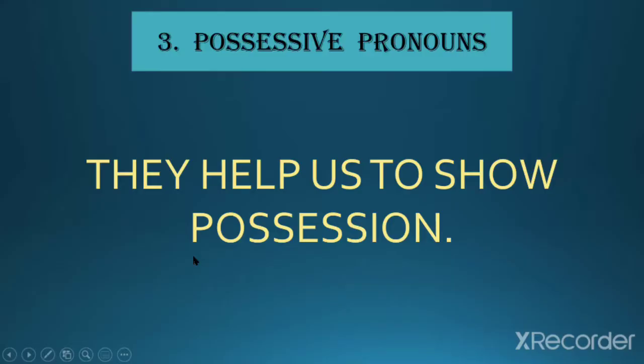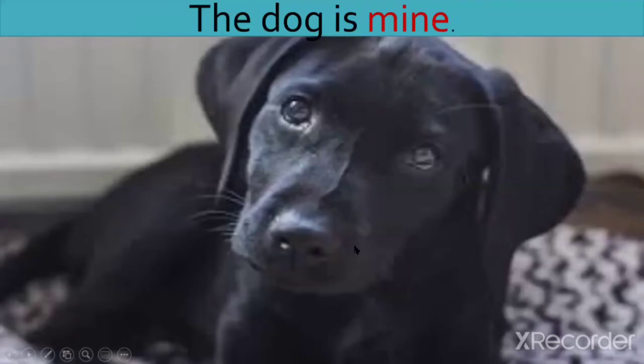Now let us move on to possessive pronouns. The word possessive itself means belonging, showing belongingness. So anything which helps us to show possession or belongingness are called possessive pronouns. Again, there are possessive adjectives also. So I will explain the difference also through the examples. The dog is mine. So mine here is a possessive pronoun.